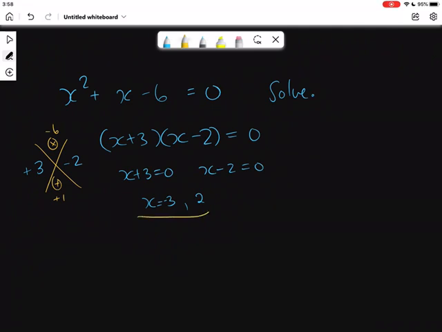I would say that this is my solution. I would also call these my roots. I would also call these my zeros. All these words really are describing the same thing. And I could also say that these two numbers, -3 and +2, when I graph this equation, are also going to be my x-intercepts.